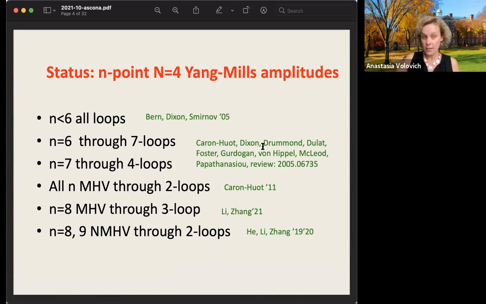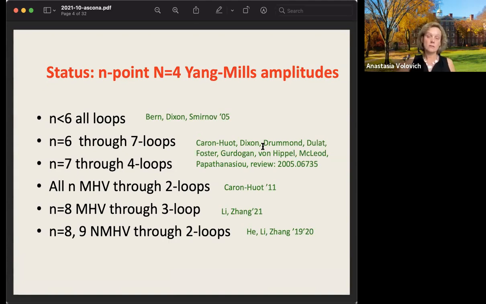So MHV amplitudes, these amplitudes are characterized by positive or negative helicity gluons. When you have 2 negative helicity gluons, these are called MHV. When you have 3 negative helicity gluons, these are called NMHV. So for all n, MHV are known through 2 loops, and they've been known for decades.